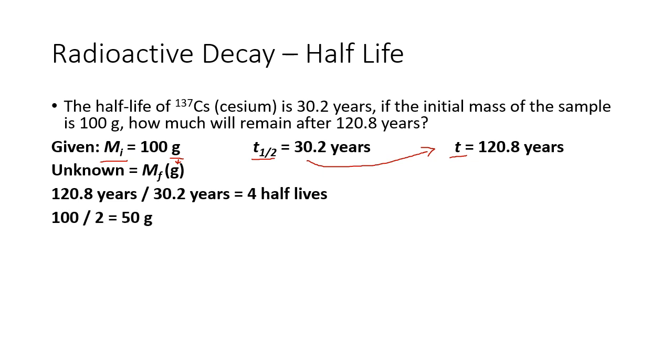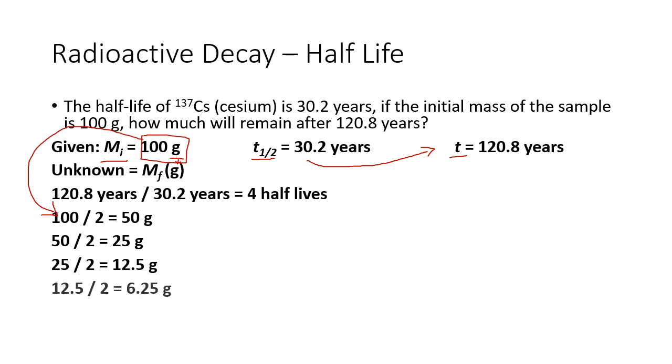So I'm just going to start using my mass, and I'm going to take 100 grams and divide it by 2. That's one half-life. I have 50 grams left. After a second half-life, I'm going to have 25 grams. After a third half-life, 12.5 grams. And then after a fourth half-life, because I have 4 half-lives in this problem, I get 6.25 grams. That's how much my final sample is.